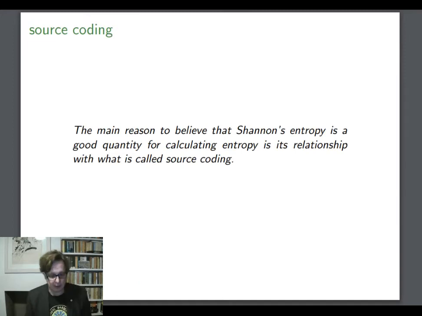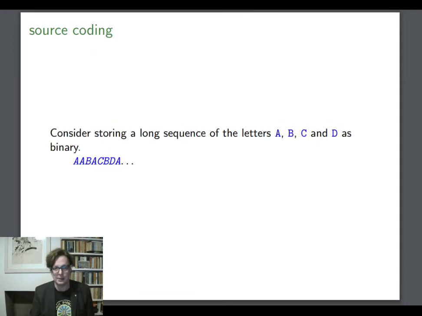The real clincher, I guess, in convincing ourselves that Shannon's entropy does what we want it to do, evaluating the amount of information in a signal, is the source coding theorem. Again, we're not going to be able to derive or prove the source coding theorem here, but I just wanted to give you some idea about what it says.